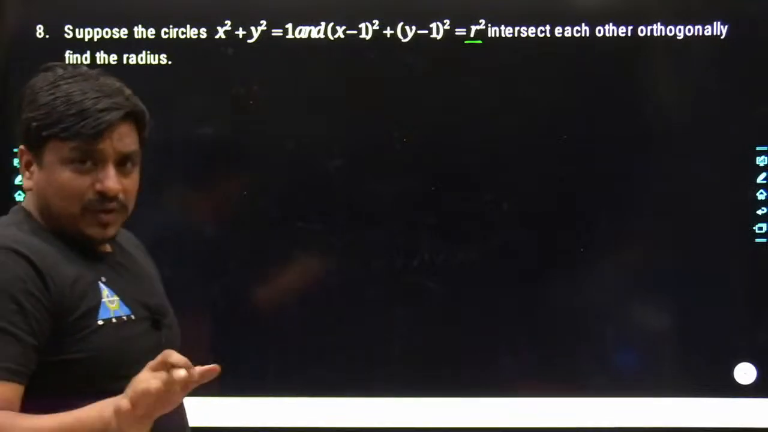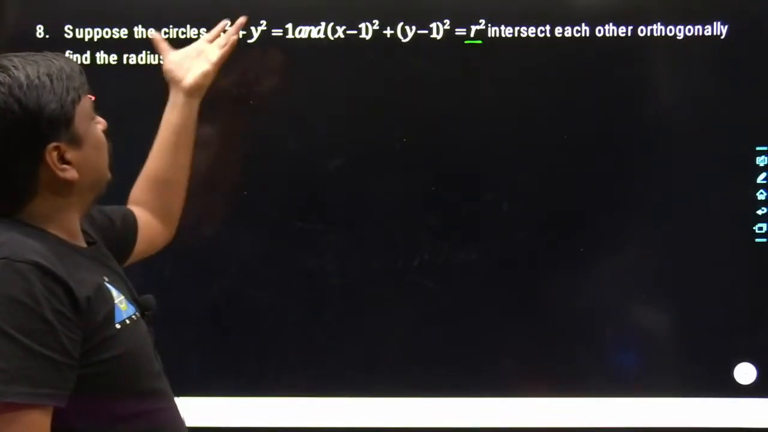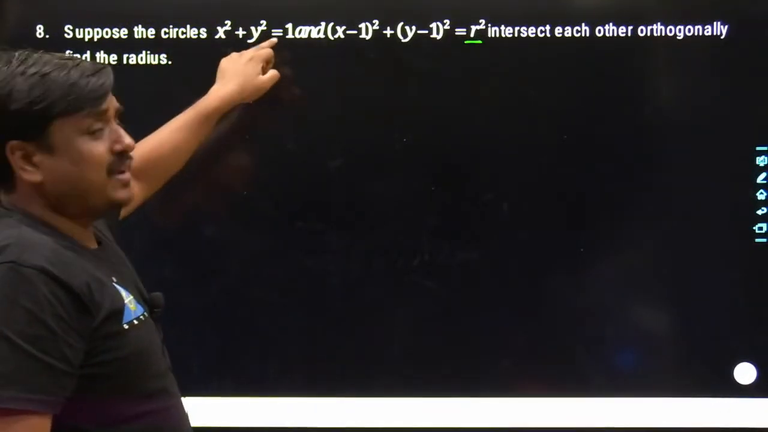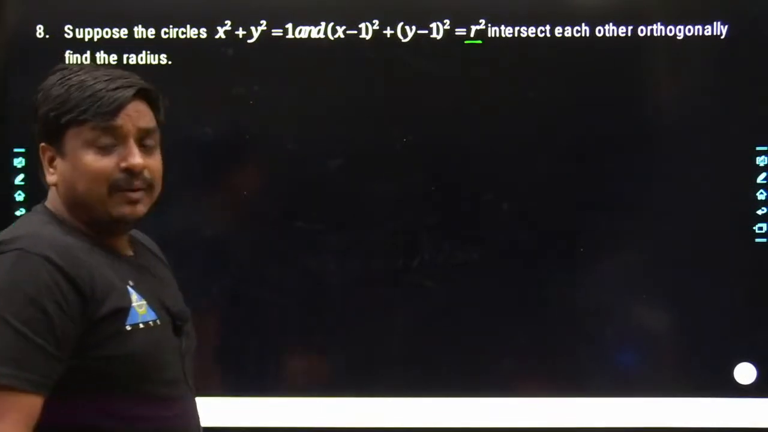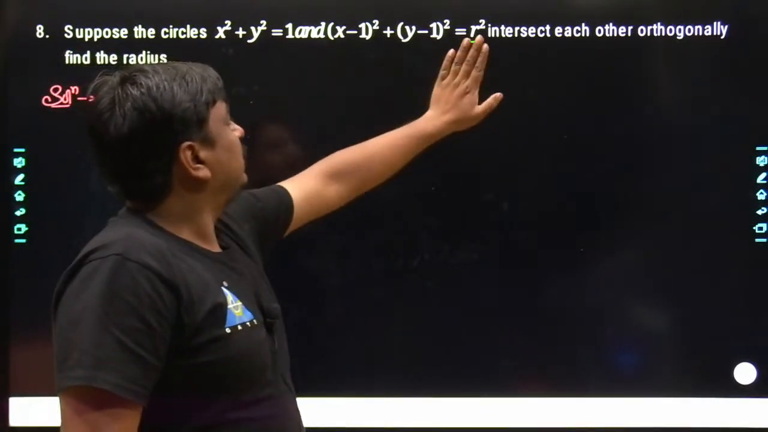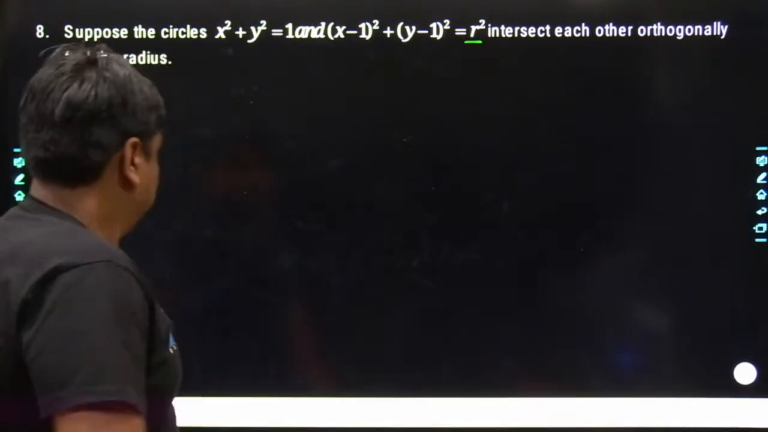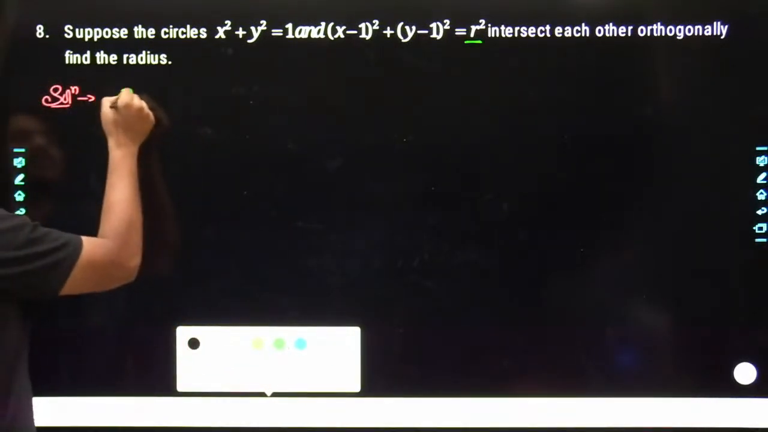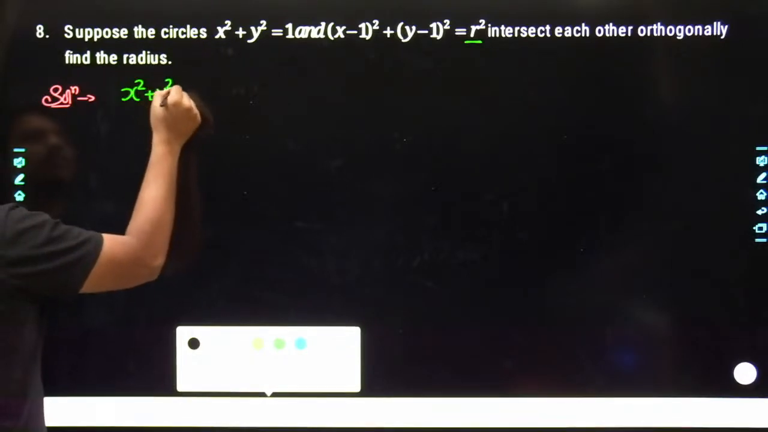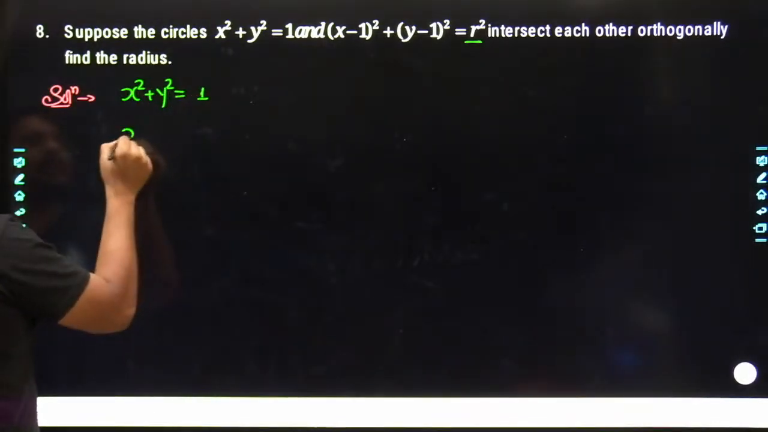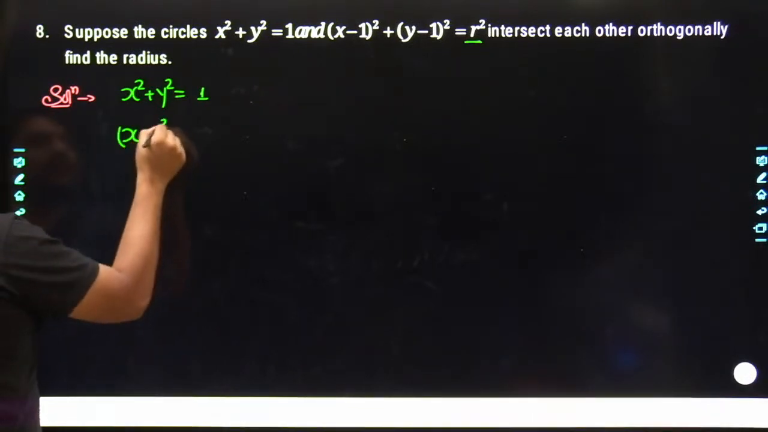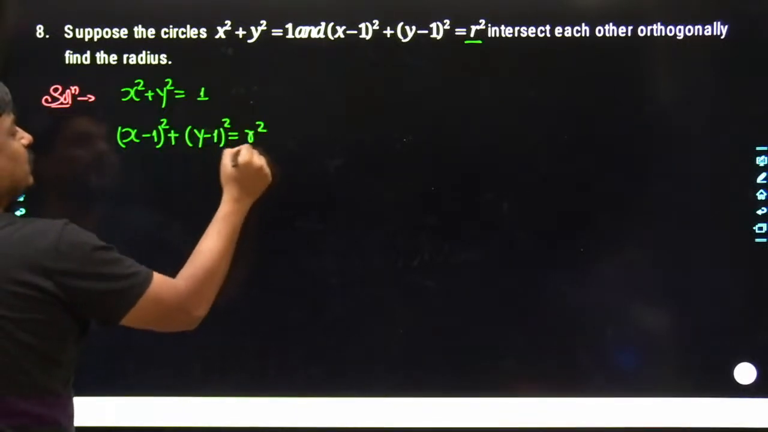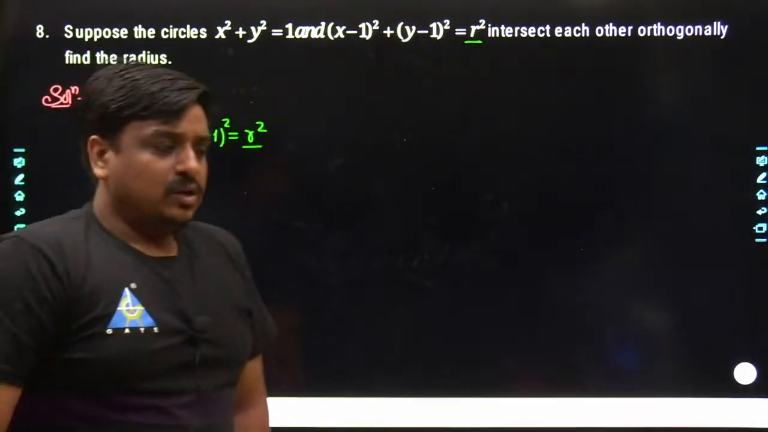As you are dealing with 2 different circles, both have different properties. The first circle is centered around the origin and has radius 1, and the second is centered at (1, 1) and has radius r. So let me write the 2 governing equations. Here goes x square plus y square is equal to 1. And the second equation is the equation of this circle, (x minus 1) to the power of 2 plus (y minus 1) to the power of 2 equals r square. Agreed?